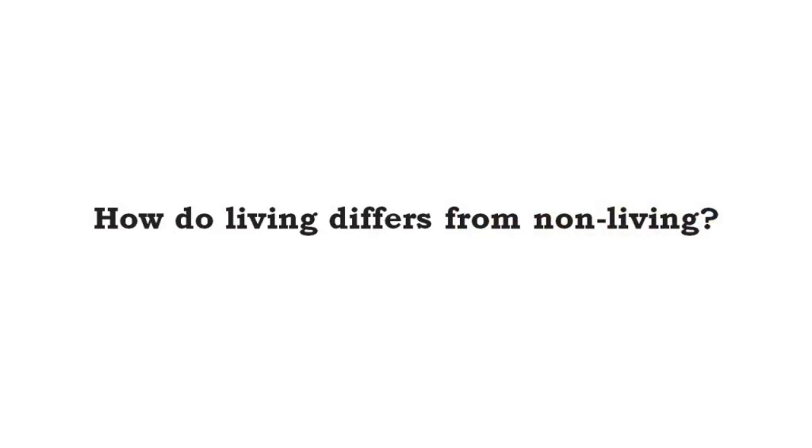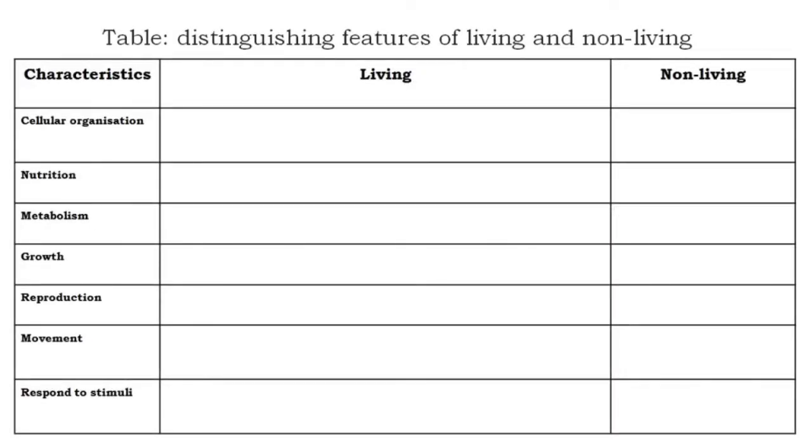Now let us try to understand how the living differ from the non-living. We have been trying to understand why we are living and why a rock is non-living. So let us understand with this table. This table is about distinguishing features of living and non-living. In the first column, you are given some characteristics. In the second, we'll fill in the characteristics of living. And in the third column, we'll fill in the characteristics of non-living. So before trying to differentiate between living and non-living, let us understand these characteristics.